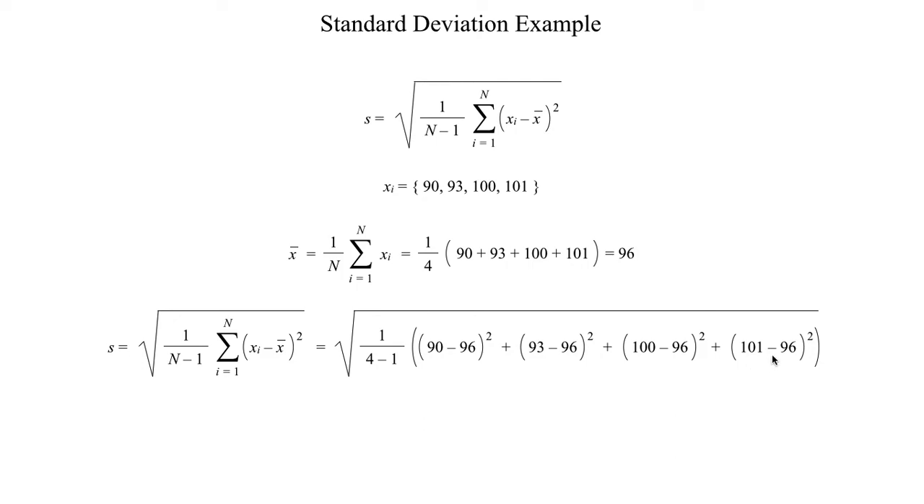But here, since we've only got 4 entries, we go to the fourth entry, we get 101 minus 96 squared, and we add up all those squared differences. So we take a difference and square it, we add up all those squared differences, divide by the total minus 1, so we get 1/3 of this entire sum, and then once we take the square root of that number, we get that in this particular case, the standard deviation of the data set is 5.35.